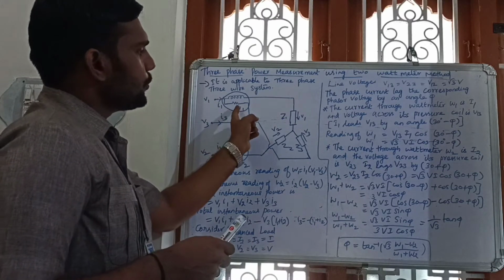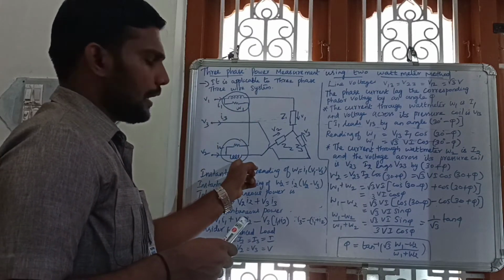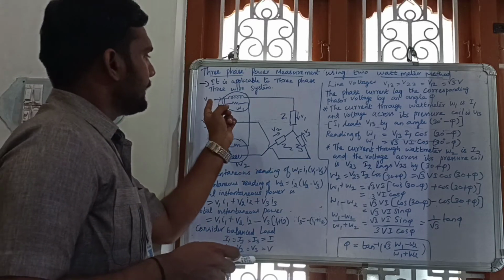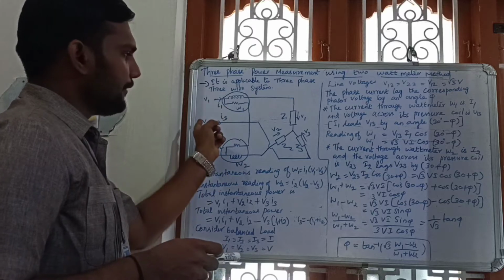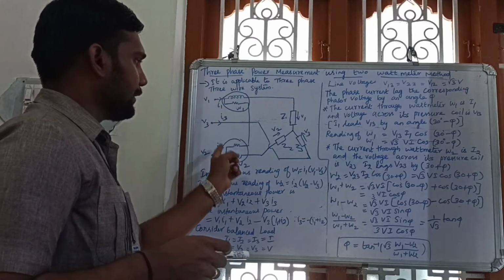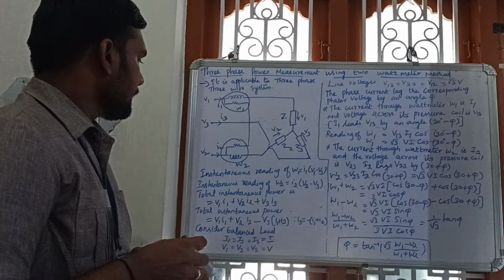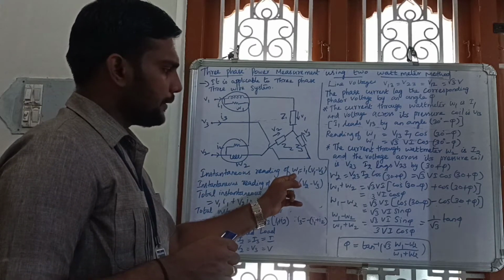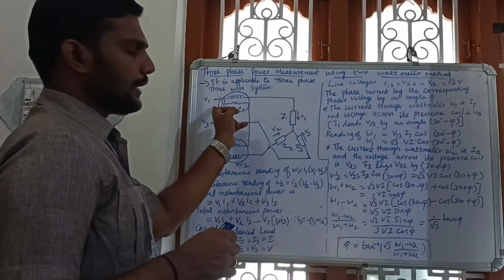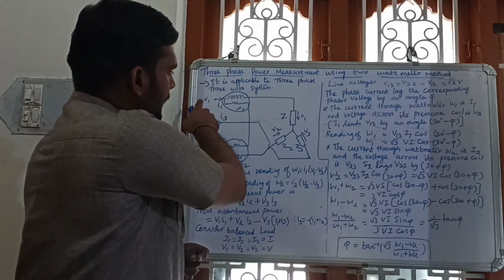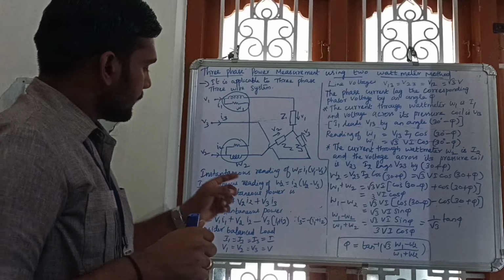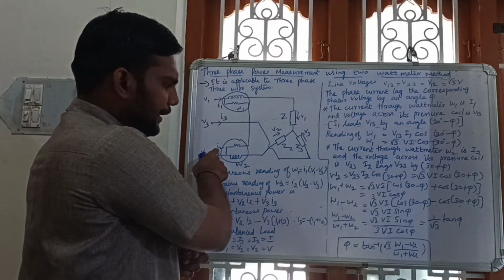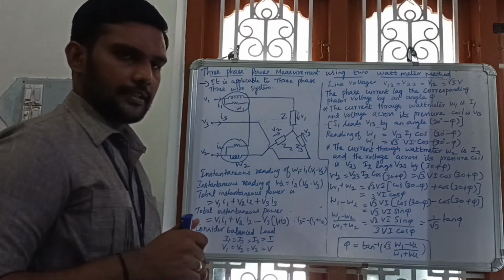Then 2 wattmeters W1 and W2 are used to measure the 3-phase power, and the 3-phase voltages are V1, V2 and V3. The currents are I1, I2 and I3. Here the instantaneous reading of wattmeter 1, W1, is equal to I1 into (V1 minus V3). Similarly, the instantaneous reading of W2 is equal to I2 into (V2 minus V3).